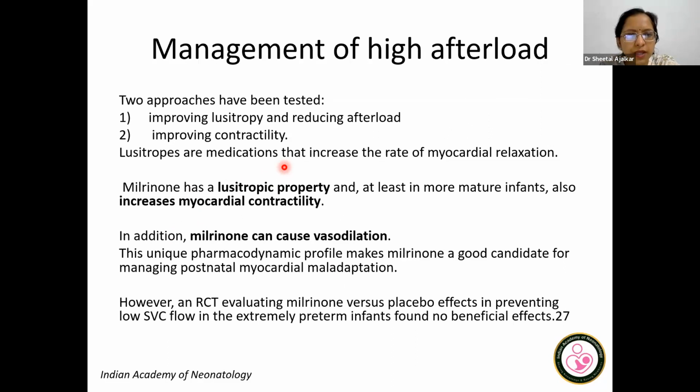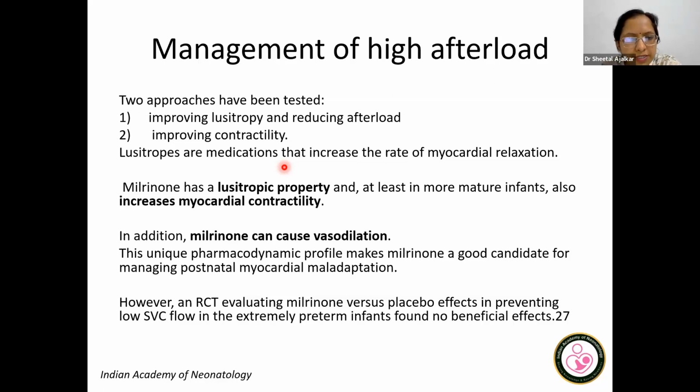For management of high afterload, there are two approaches: improving the heart relaxation, lusitropy, and reducing the afterload. The other thing is improving the contractility. Actually, we want to decrease the afterload and improve the heart relaxation, and that is a much more effective way of managing patients with high afterload and cardiovascular compromise.